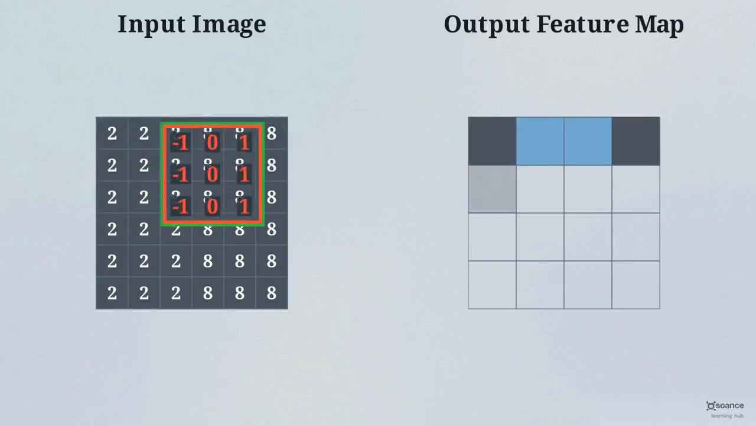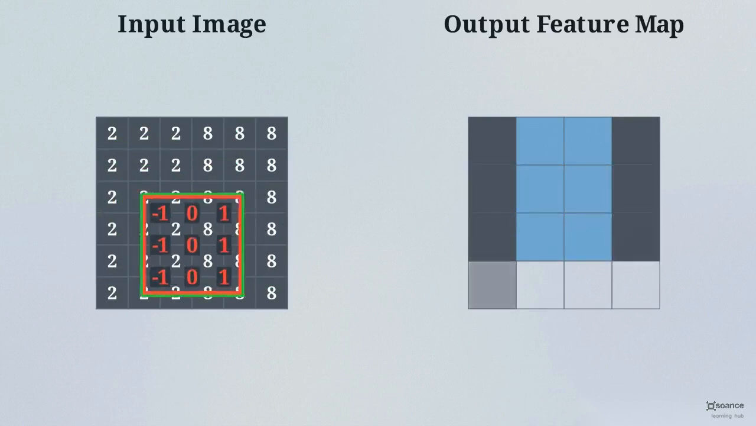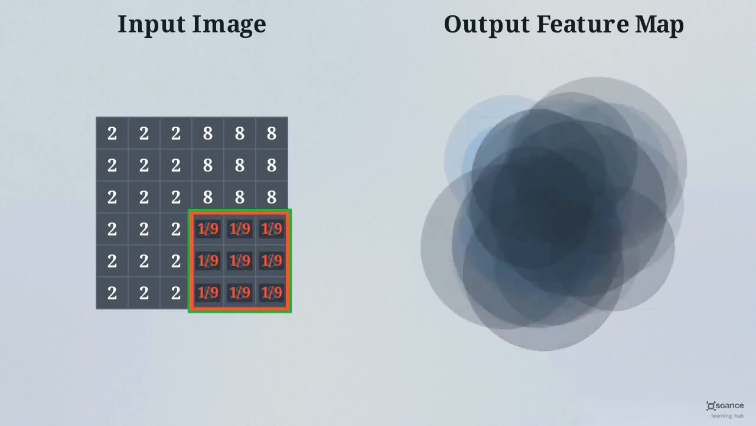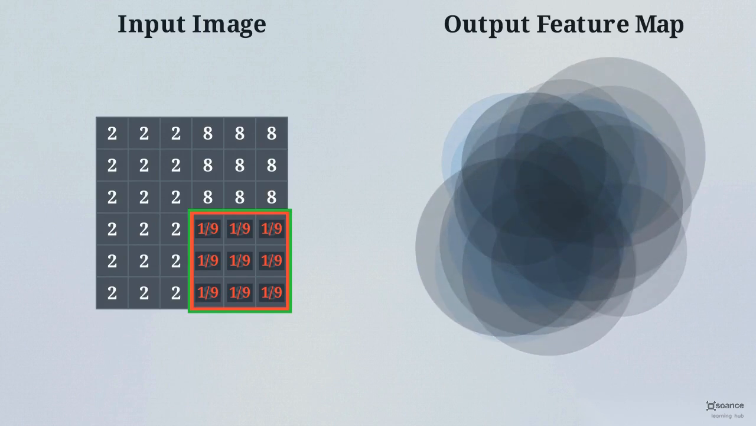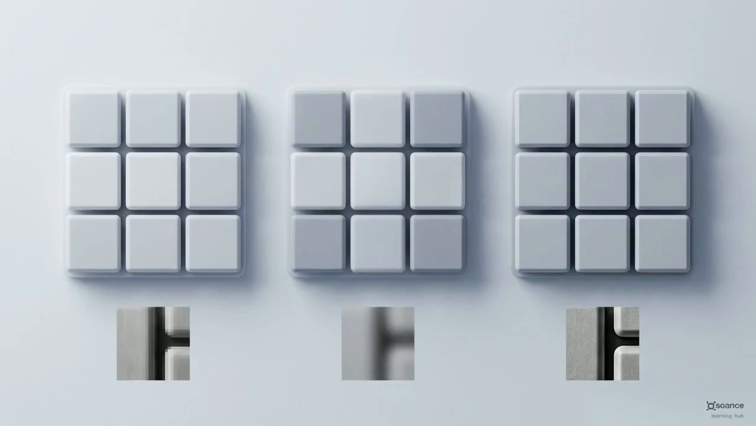Because of the values inside this kernel, the filter detects vertical edges, dynamically rendering them onto the output canvas as it scans. By swapping the numbers inside the kernel, we instantly change the filter's behavior. We can calculate a blurred output, or switch the values again to sharpen the image. Extracting different low-level features from an image relies entirely on the specific numbers you feed into your kernel.